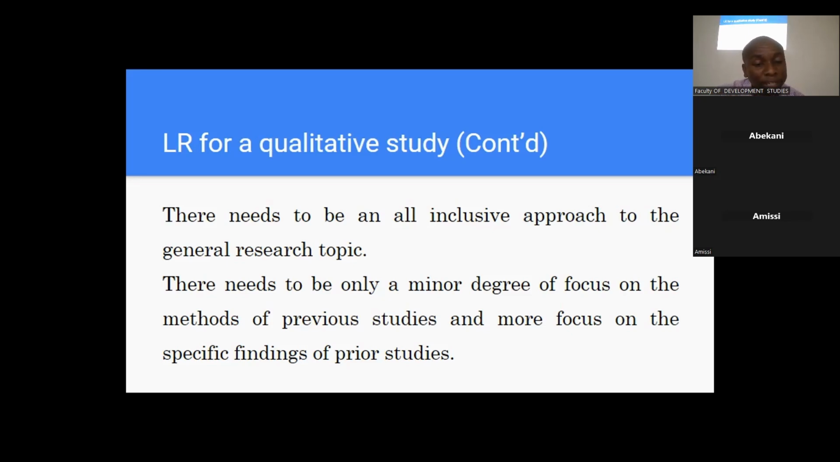Okay? There needs to be only a minor degree of focus on the methods of previous studies and more focus on the specific findings of prior studies. So you don't focus much on methods. You focus much on findings for qualitative. Okay?